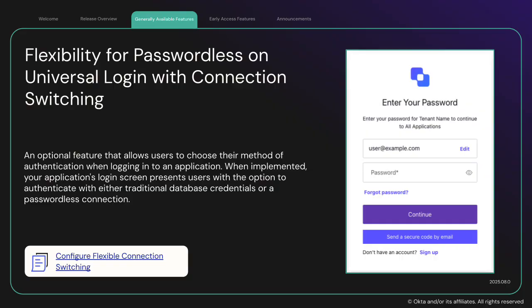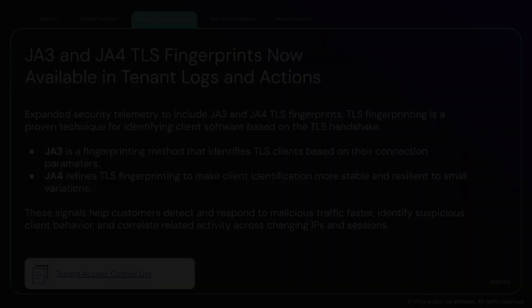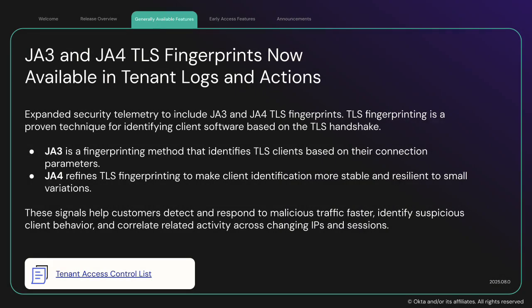Also introducing flexibility for passwordless on universal login with connection switching. This is an optional feature that allows users to choose their method of authentication when logging into an application. When implemented, your application's login screen presents users with the option to authenticate with either traditional database credentials or a passwordless connection. Finally, JA3 and JA4 TLS fingerprints are now available in tenant logs and actions.